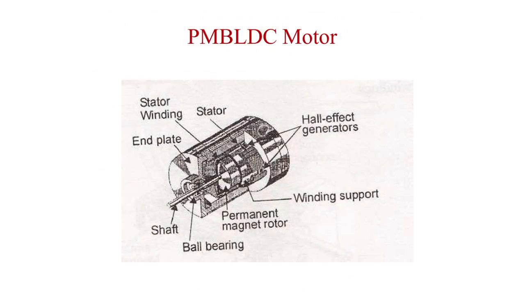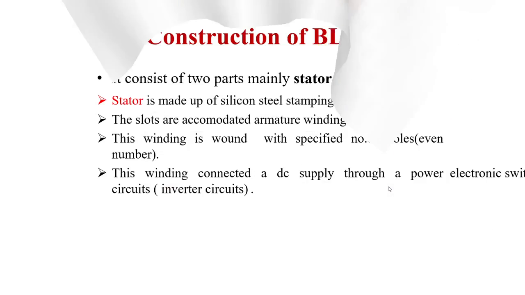There will be no brushes in brushless. Okay, we can understand from the term brushless. So stator, permanent magnet rotor, Hall effect generator, winding support, stator winding, end plate, shaft and ball bearings can be seen in this diagram.